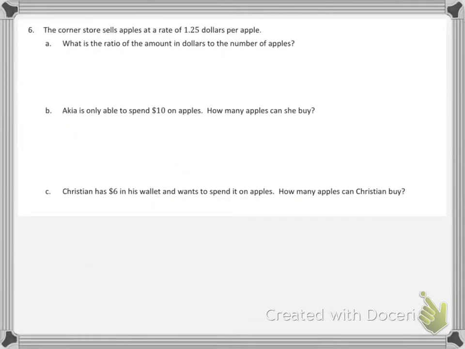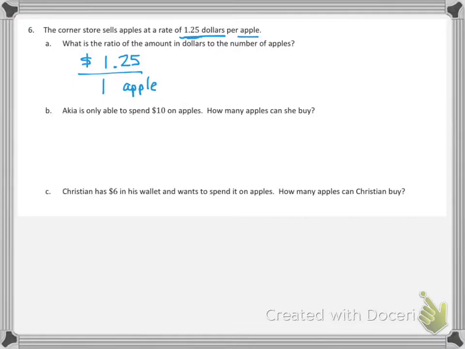Okay, last one. The corner store sells apples at a rate of $1.25 per apple. What is the ratio of the number of dollars to the number of apples? Order, $1.25, that's dollars. So I'm going to put dollars, 1.25 over, well, we don't have a number, but we do have apples, so that's 1 apple. So it's $1.25 for every 1 apple.